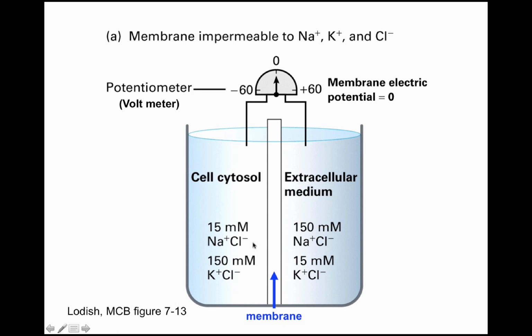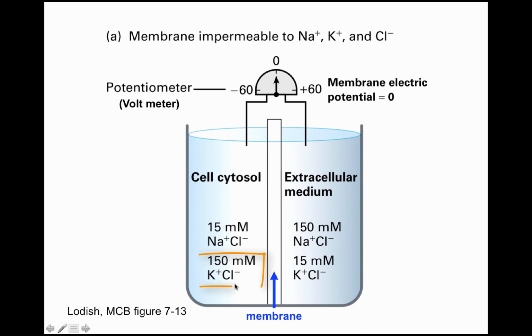As you can appreciate, the concentration of sodium chloride inside the cell was set up to be 15 millimolar, and the extracellular concentration of sodium chloride, on the other side in the extracellular medium, was set up to be 150 millimolar. So you have a greater concentration of sodium ions on the right side of the membrane than on the left side of the membrane.